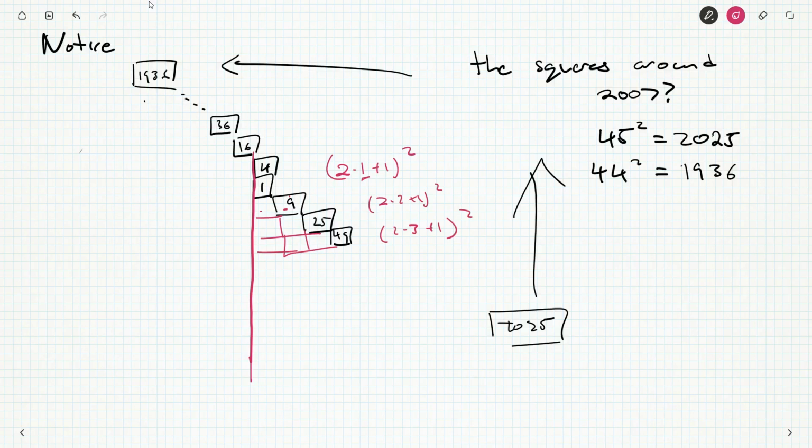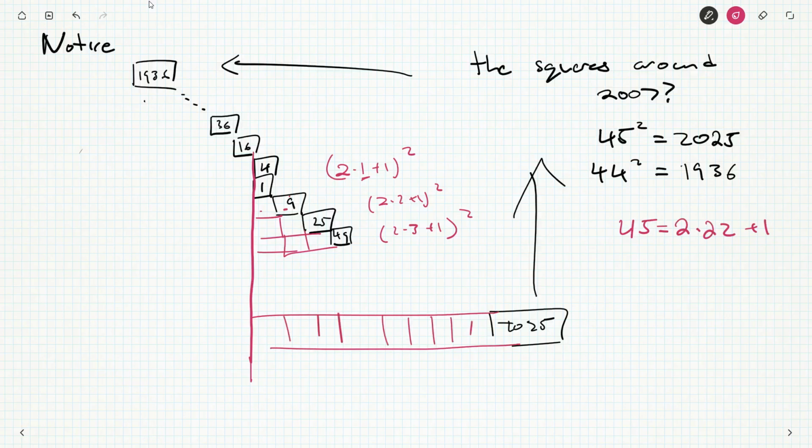Okay. So, if that's the case, where do we want to go from there? So, 2025, that's 45 squared. 45 is 2 times 22 plus 1. So, I should have 22 squares here. 22 of the red squares, and then we hit 2025.